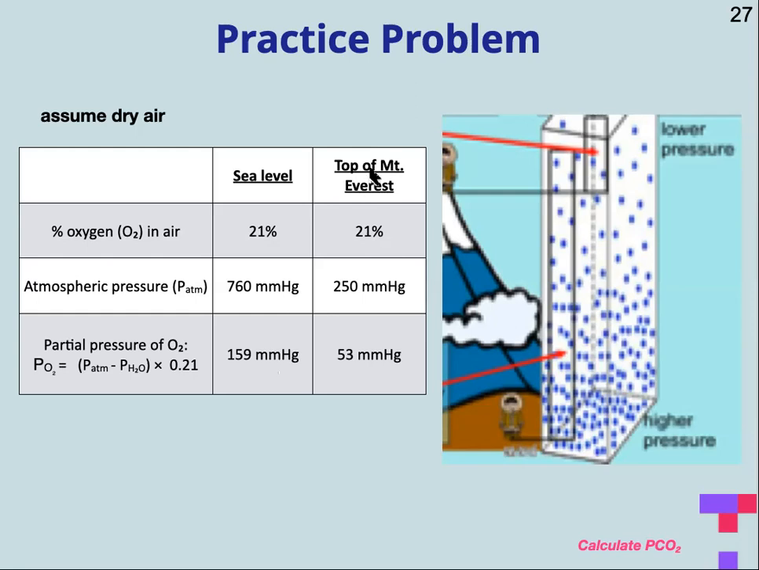Now, at the top of Mount Everest, the atmospheric pressure is much less. It's actually only 250 millimeters of mercury. Assuming this is dry air, we multiply this value by the percent of oxygen in air, 21%, and we get 53. So you can see that even though oxygen is 21% whether at sea level or at the top of Mount Everest, the actual partial pressure of oxygen that the person experiences is largely dependent on the altitude.